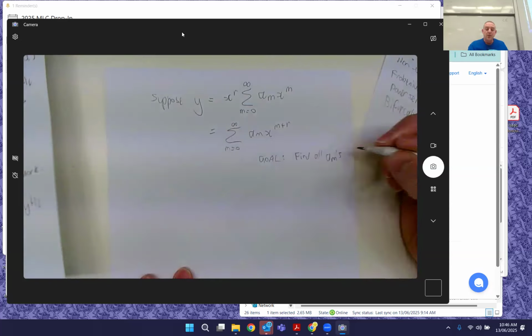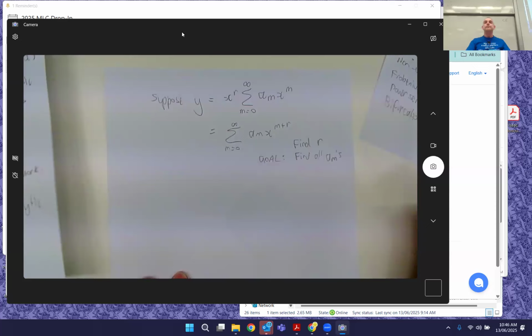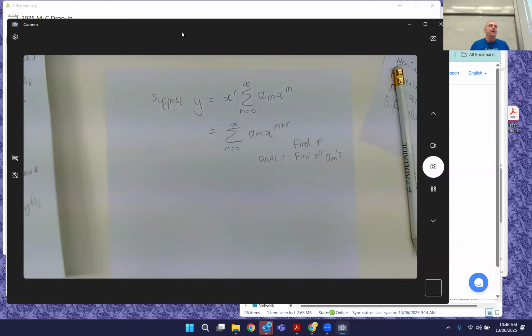Find all the AMs, and we are also going to have to find R. So the M's, they're known. The M's are the numbers from 0 to infinity. They're perfectly good numbers. I don't need to find out what the M's are. I do need to find out what the AMs are. There is a list of coefficients, and I don't know what they are. I'm going to need them all if I'm going to know what Y is.